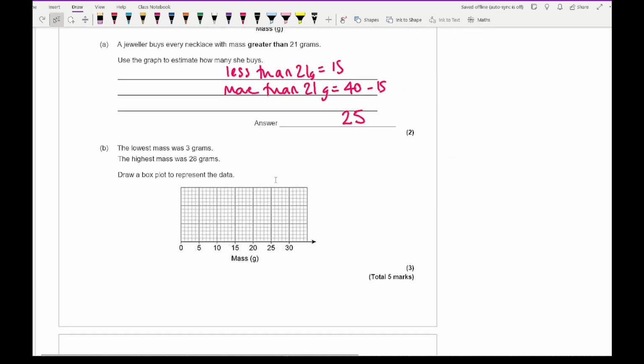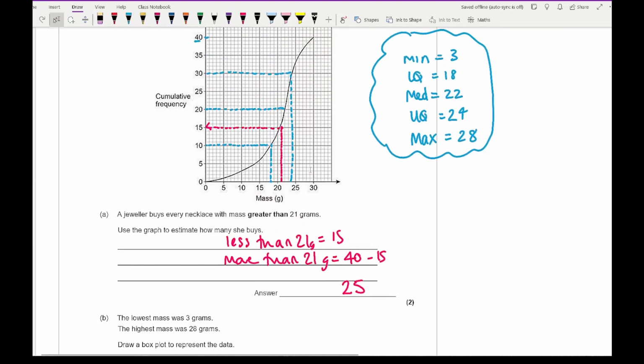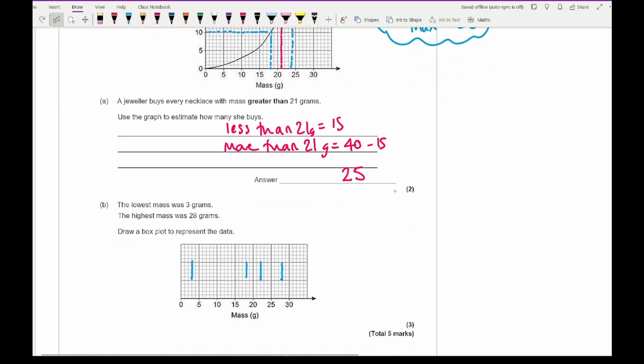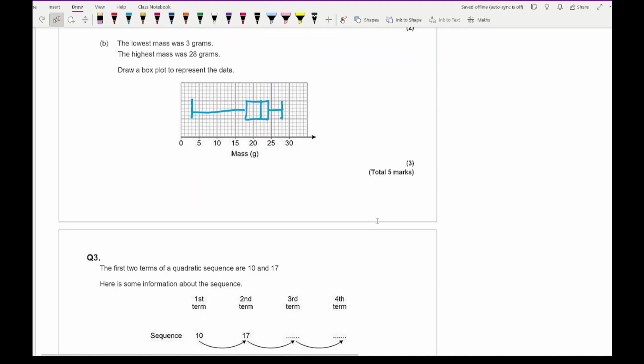So 3, 18. I've got 3, which is here. I've got 28, which is there. And then trying to remember the middle 3, so 18, 22. So 18 is there, 22 is there, and I think the other one was 24. Yes, it was. So that's going to be there. Now again, I'm not really showing good practice because I should be using a ruler, but generally speaking, your box plot should look exactly like that, but obviously a lot neater with the lines a lot straighter.